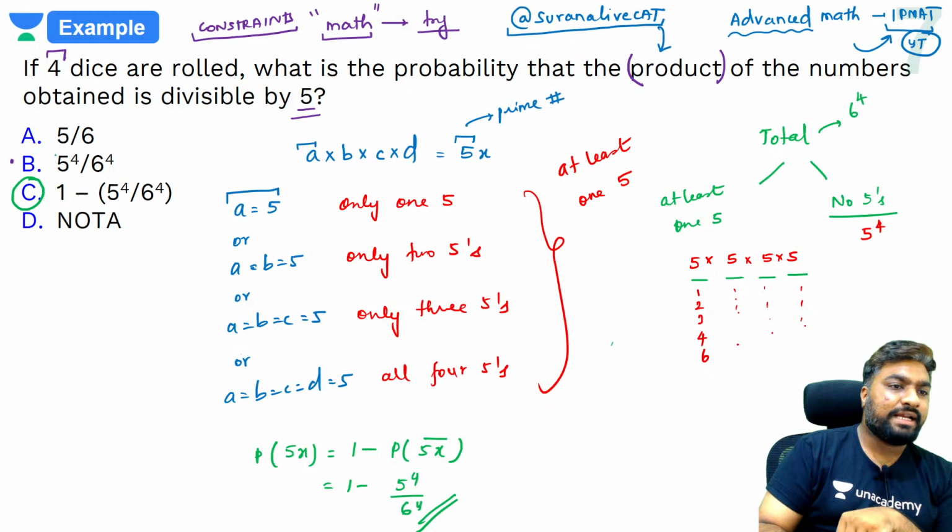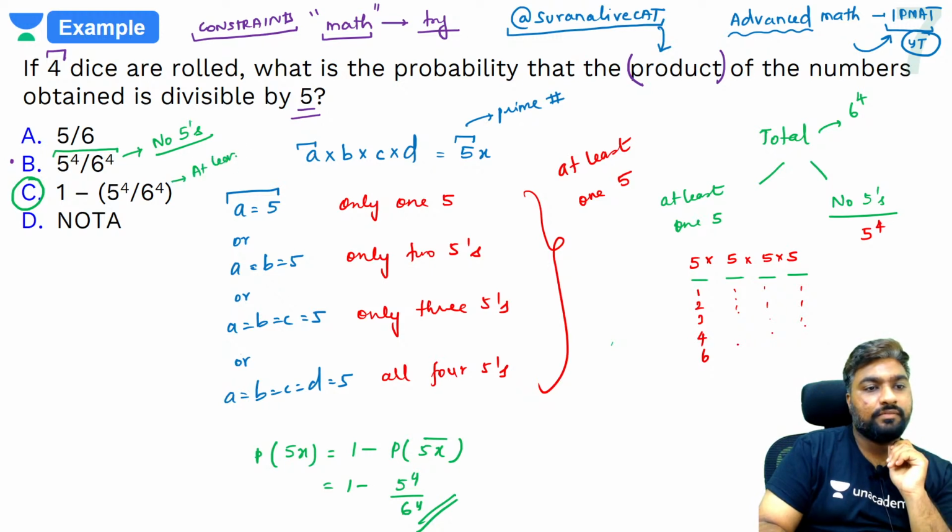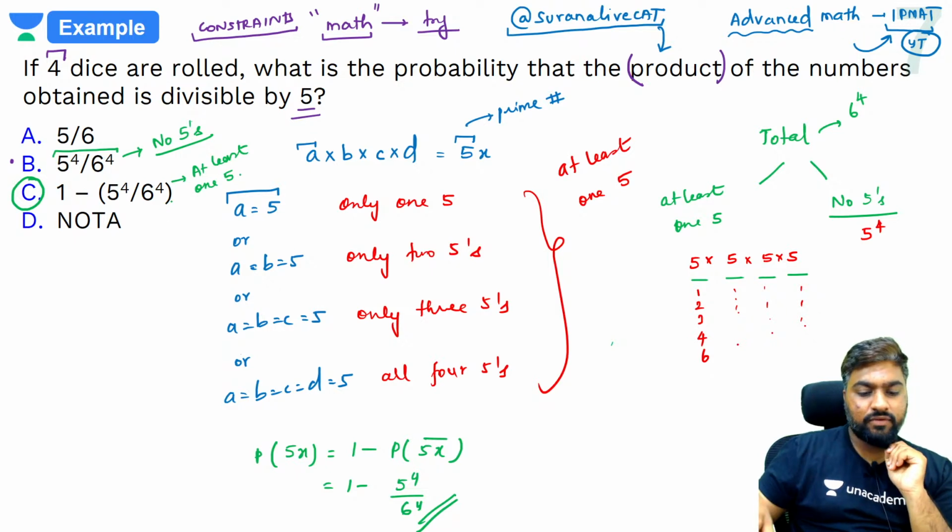So people who selected B, this is the probability of getting no 5s. What do we want? We want at least one 5. Say yes if you've understood this.